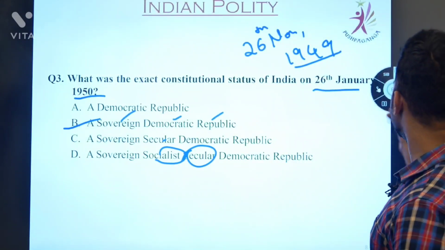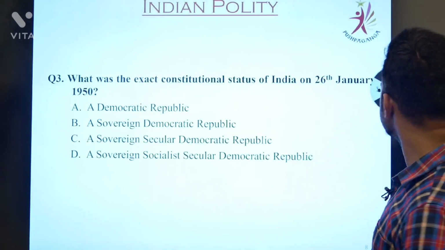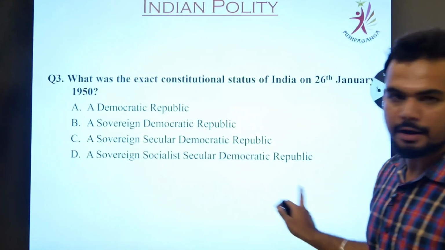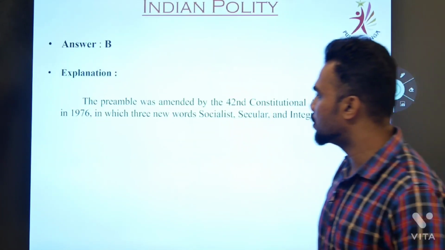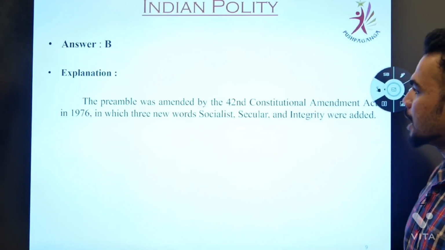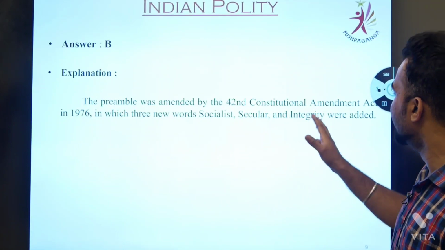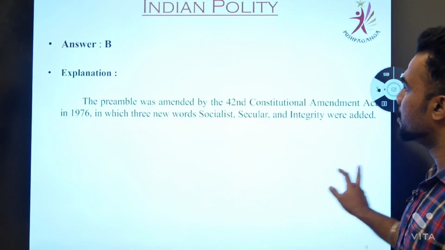So the answer for this question is B, sovereign democratic and republic. Again, the preamble was amended by the 42nd Constitution Amendment Act in 1976, in which three new words, socialist, secular and integrity, were added. Okay, we'll go to the next question.